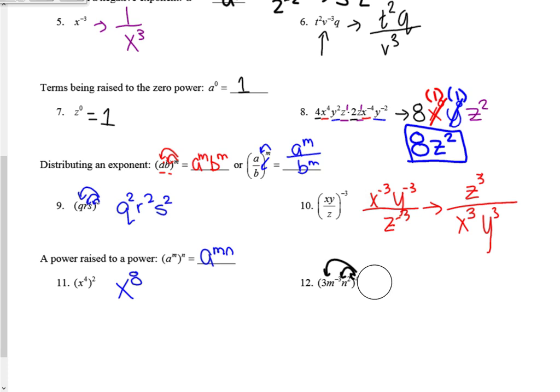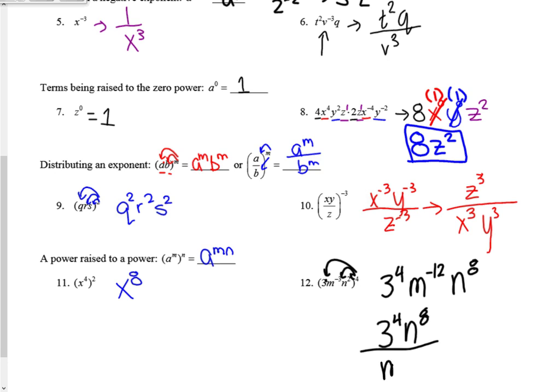So when I do that, I'm going to have 3 to the 4th. Remember that 3 has an exponent of 1 on it. M to the negative 3rd becomes m to the negative 12th. N squared becomes n to the 8th, multiplying those powers together. We'll move that m to the 12th to the denominator to make it have a positive exponent. And that's our final answer.